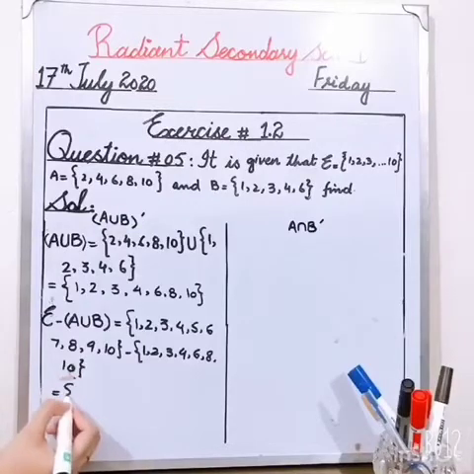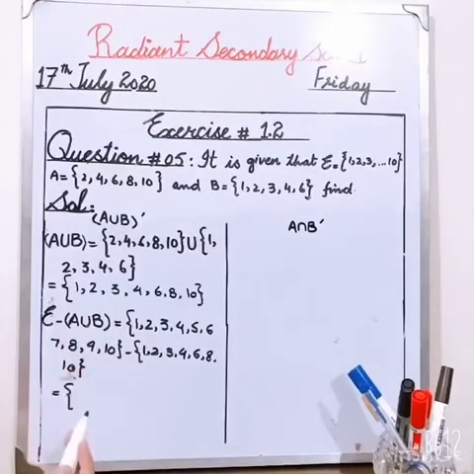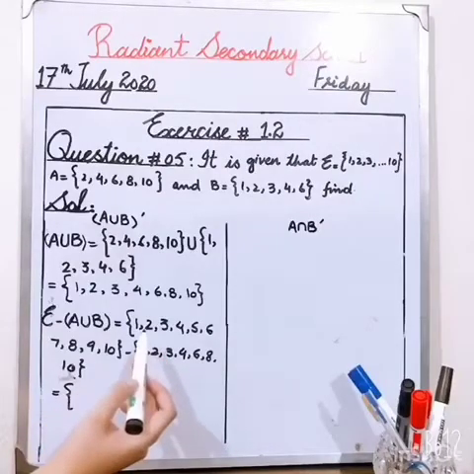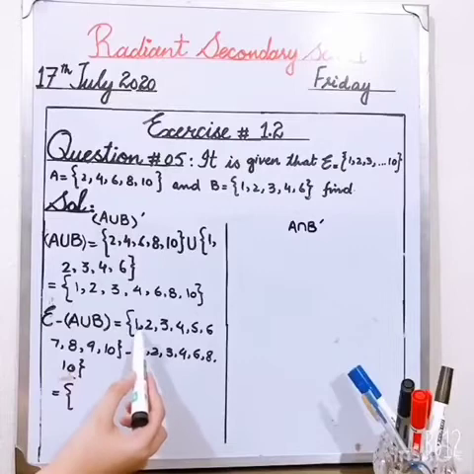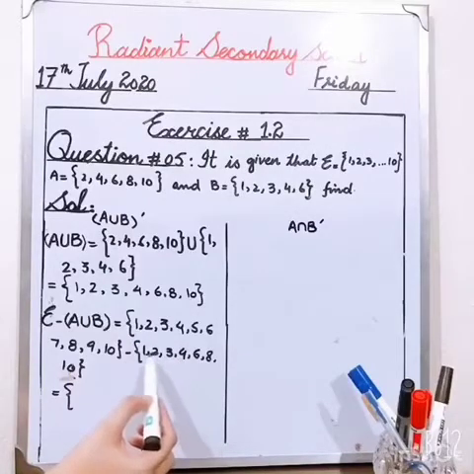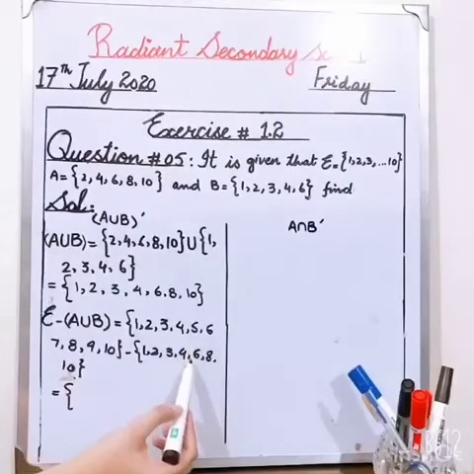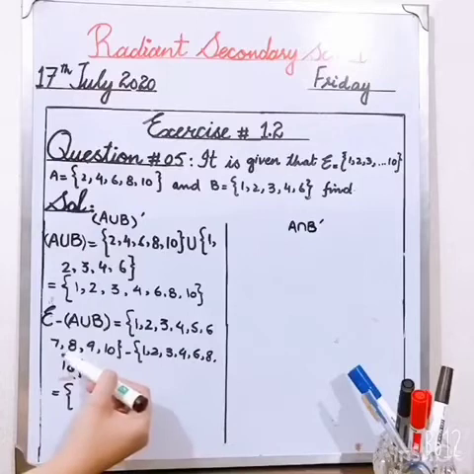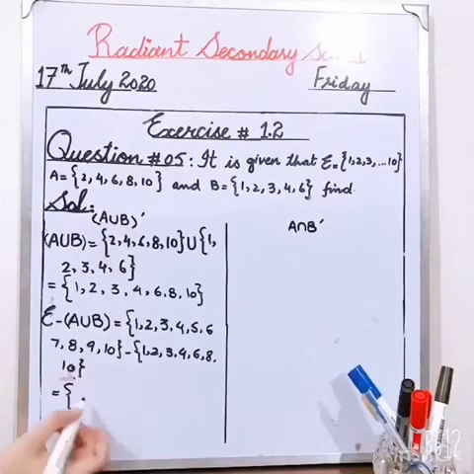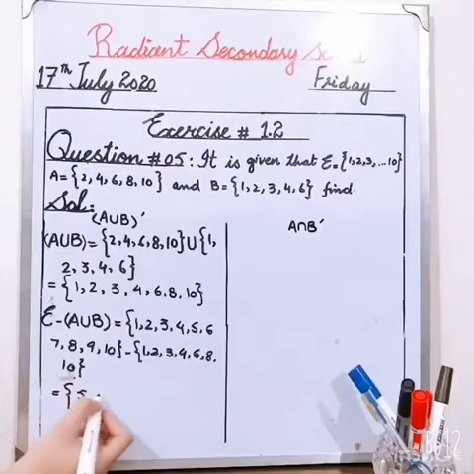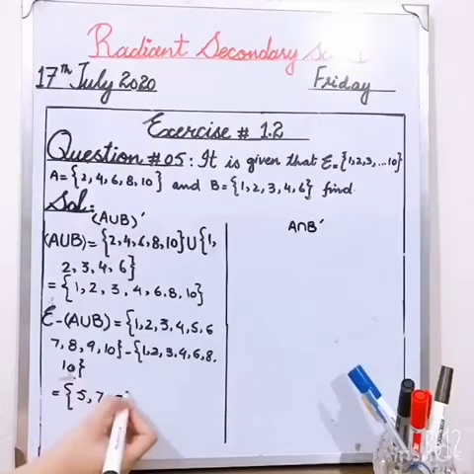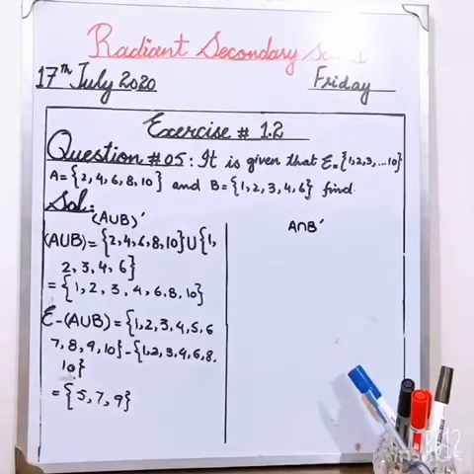Now, as you all know, minus means the difference. Means you have to take the difference of these two sets. And the meaning of difference is you have to write those elements which are present in the first set but not in the second set. For example, 1, 2, 3, 4, these are elements which are present in both the sets, so you will not write them. 5 is present in the first set but not in the second set. Similarly 7 and 9. So 5, 7 and 9 is the answer of difference of these two sets.